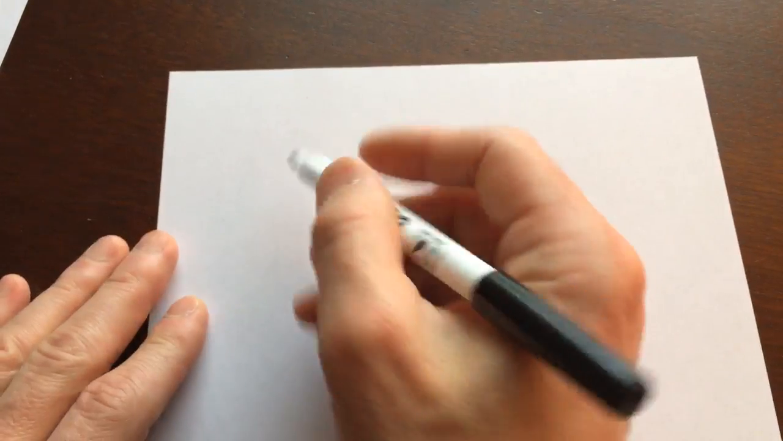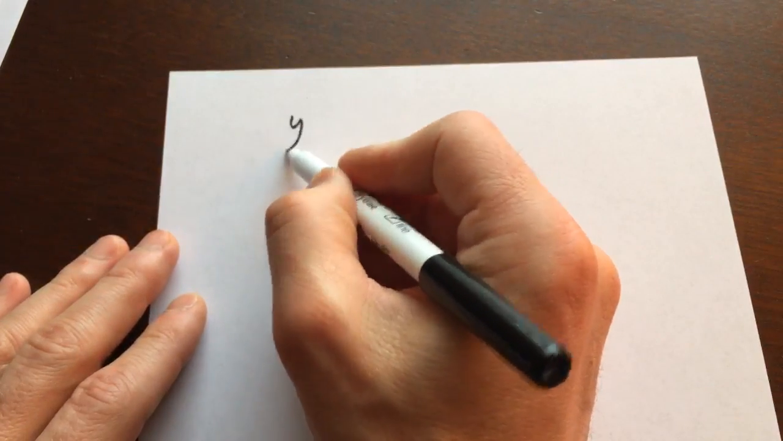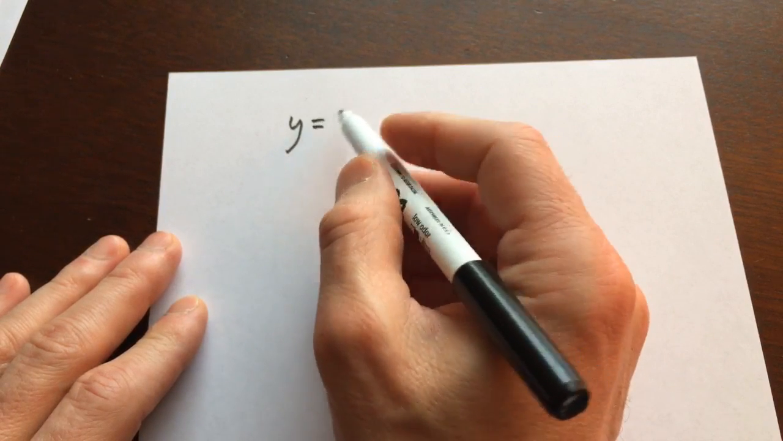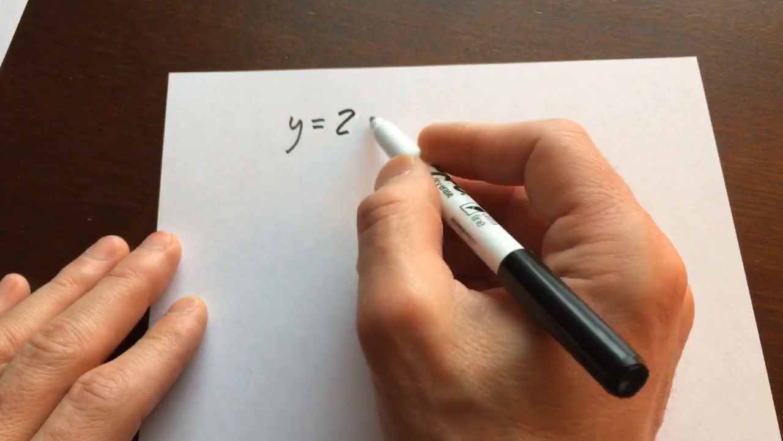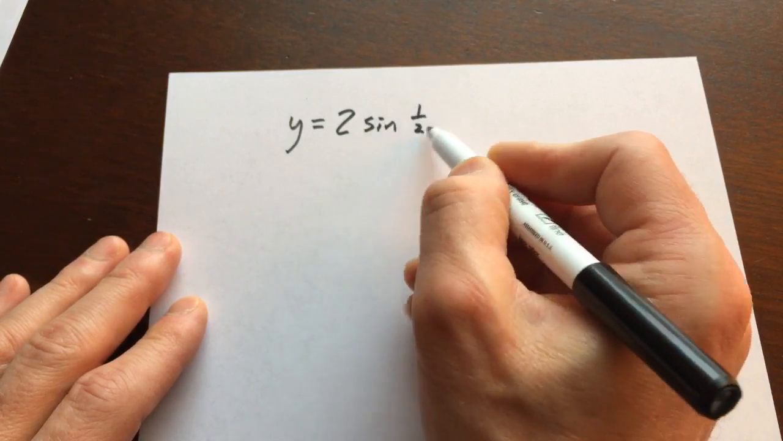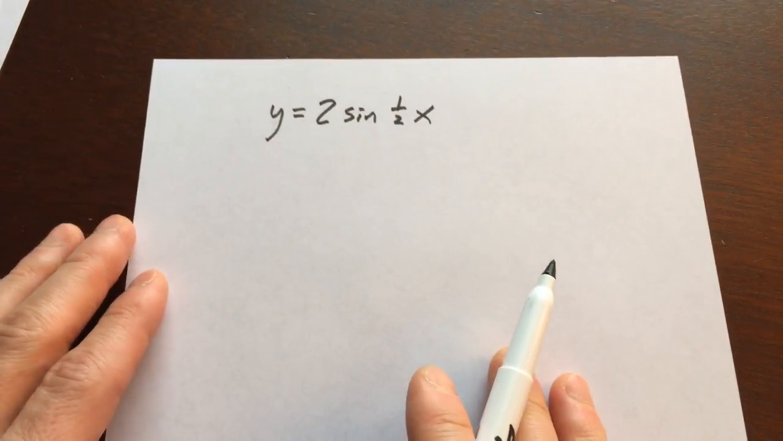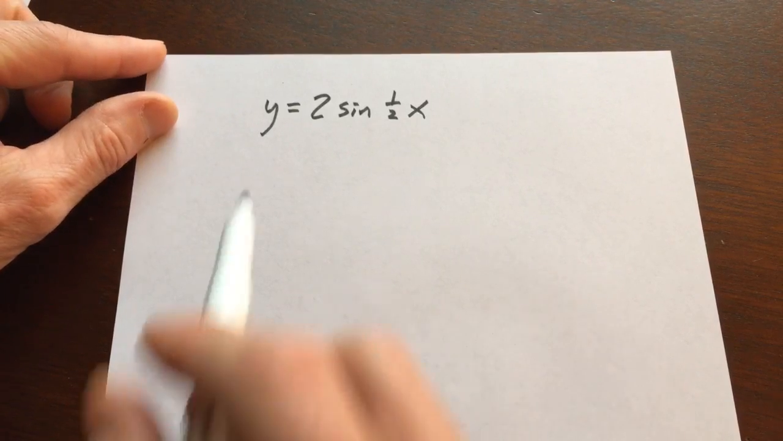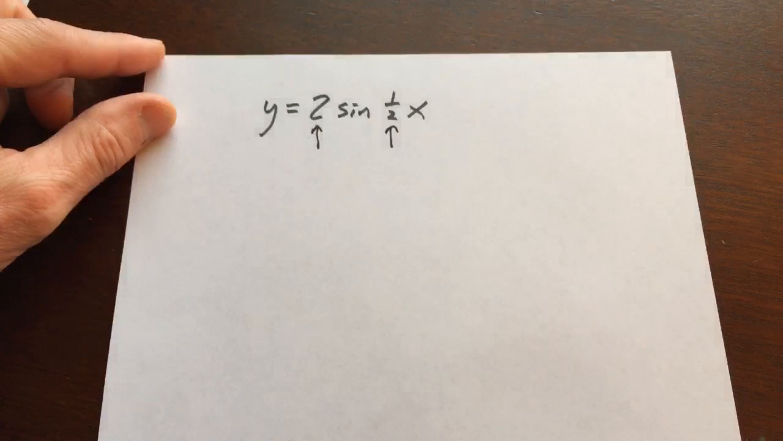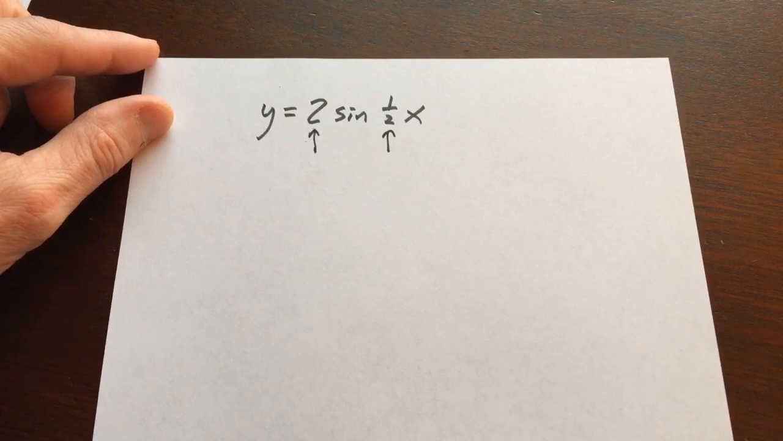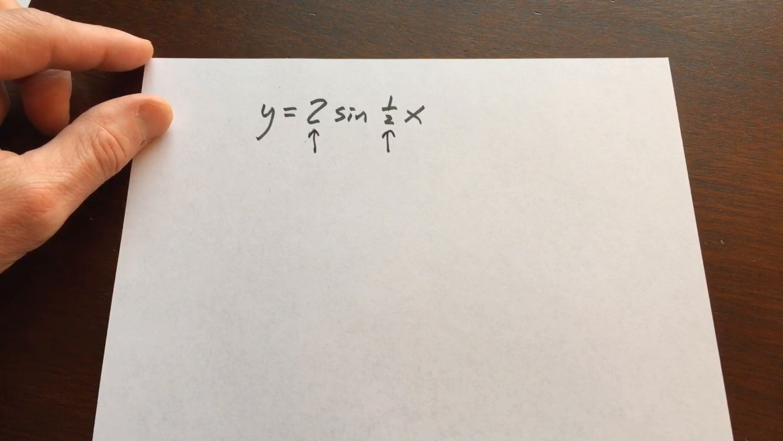Okay, so let's do that. Here's the thing: there are a couple of things we're going to look at in this problem. We're going to try to do a couple of problems in one, if you will. So I'm going to graph y equals 2 sine (1/2)x. Can anybody tell me what the 2 does to the graph and what the 1/2 does to the graph?